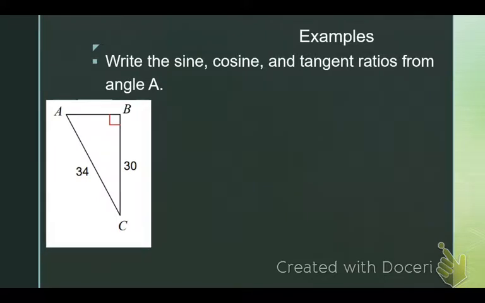So flip to the second page. Write the sine, cosine, and tangent ratios from angle A. In order to do that, what are we missing? A side. Yeah, it's not opposite. You're going to find it. So go ahead and find the missing side before we begin the problem. So you're finding the length of AB right now.